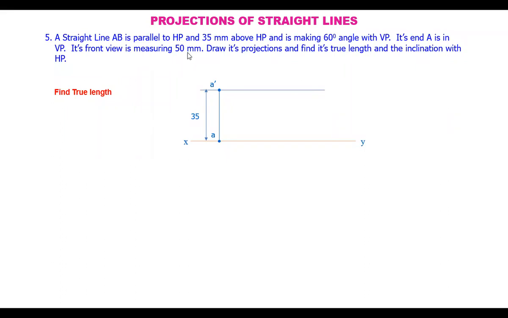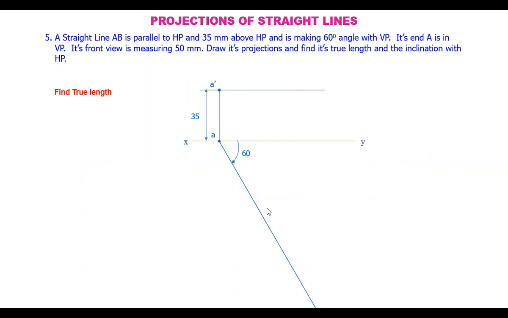Its front view is measuring 50 mm. The front view is parallel to the reference line. We know that because it is parallel to HP. And its front view length is 50 mm. That is A dash B dash. This length is 50 mm. So at a distance of 50 mm, you draw a line and that will be the front view of the line. Also, we know that the line is making a 60 degrees angle with VP. So from A, draw a line here at a 60 degrees angle to the reference line, right?